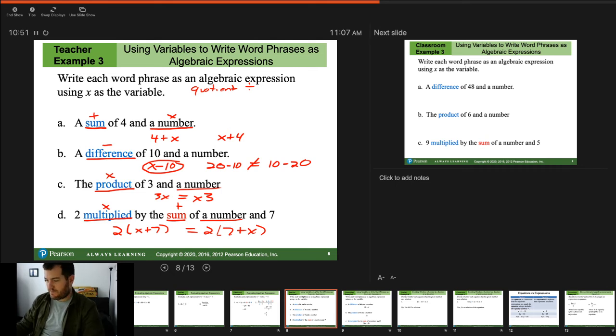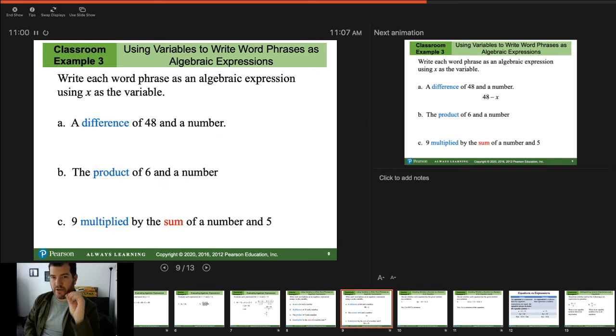Hopefully that makes sense. So remember, the biggest key with this one is sum is adding, difference is subtraction, product is multiplication, and quotient is division. Go ahead and take a minute, pause the video, and try these ones.